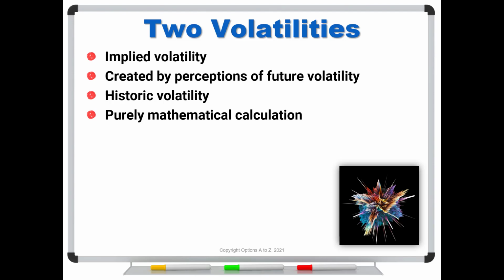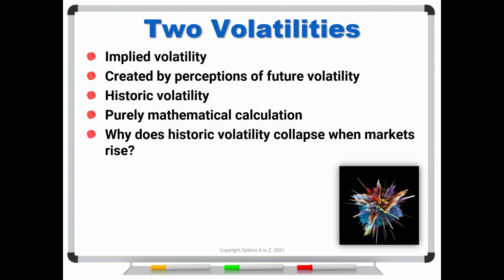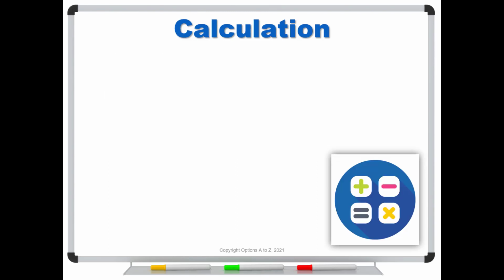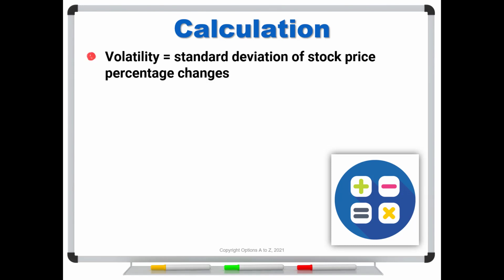So the question again that we want to figure out here is, why does the historic volatility collapse when markets rise? Because if it's again the same path from A to B and from B to A, why do we get different numbers? Well, a lot of it has to do with calculation. And understand that when we talk about the volatility of a particular stock or of the market, it is simply the standard deviation of stock price changes in percentages. Now, that's not 100% of the accurate definition, but it's close enough.